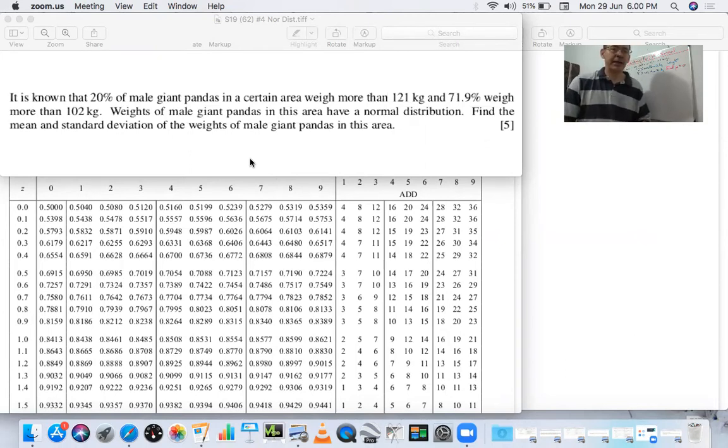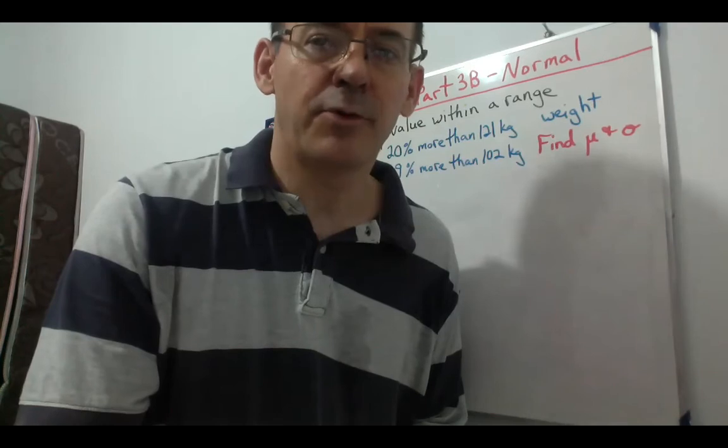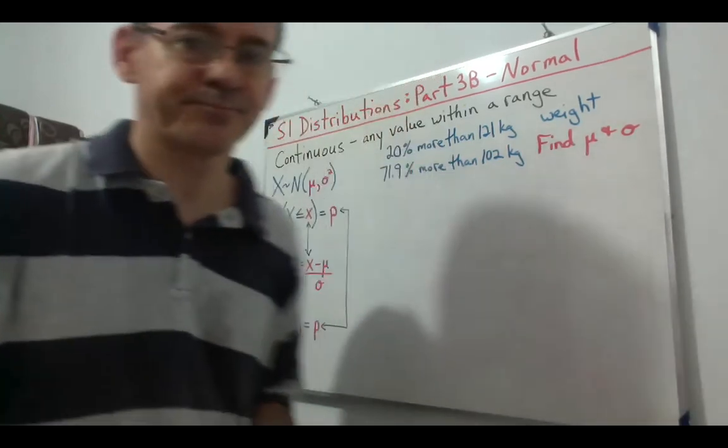Weights of male giant pandas in this area have a normal distribution. Find the mean and standard deviation of the weights of male giant pandas in this area. Notice it's 5 points. So let's go back to the board and think about this a little bit.